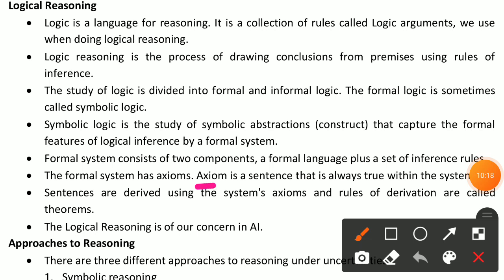An axiom is a sentence that is always true within the system. We can take some sentences that are always right, and those sentences are known as axioms. We can use the axioms in a formal system. Now, sentences derived using the system's axioms and rules of derivation are known as theorems.